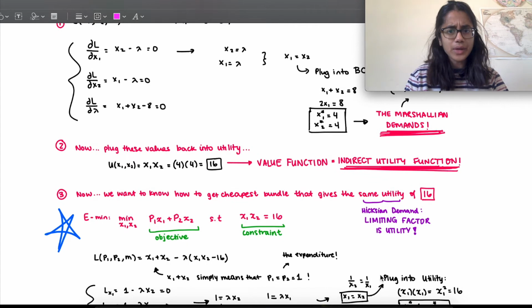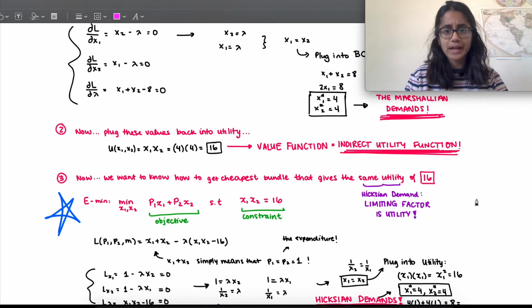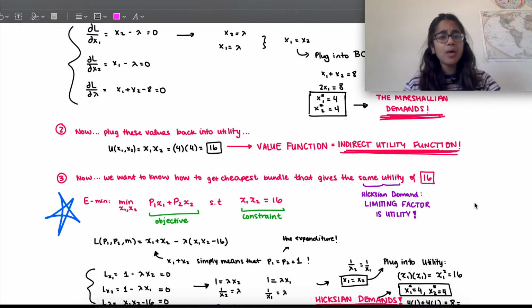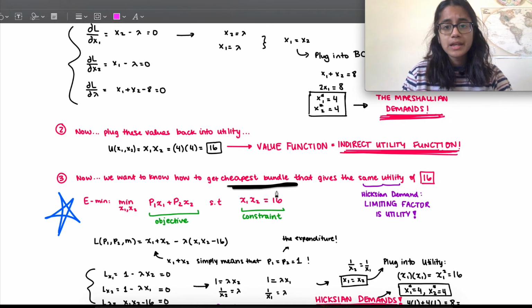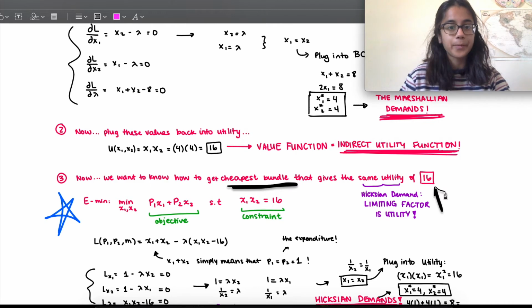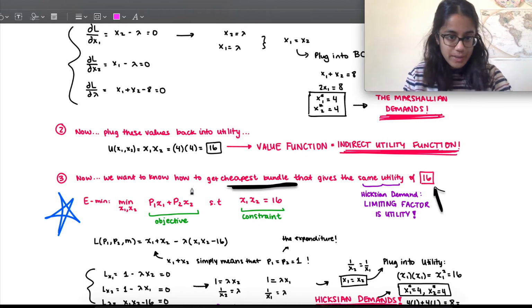Let's work on number 3. It's going off of what we had. Now we want to know, how can we get the cheapest bundle that gives the same level of utility of that 16? Here we really care about that utility number. So what I did here was, I want to minimize my expenditure. Here's my expenditure, such that this is my constraint.